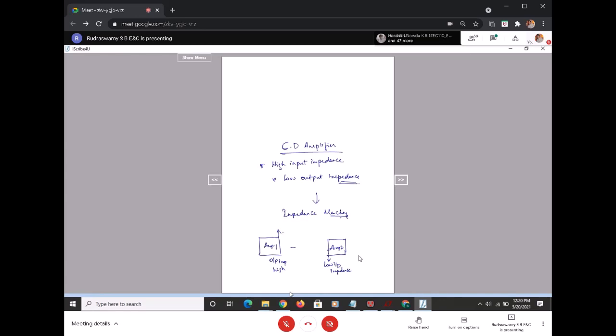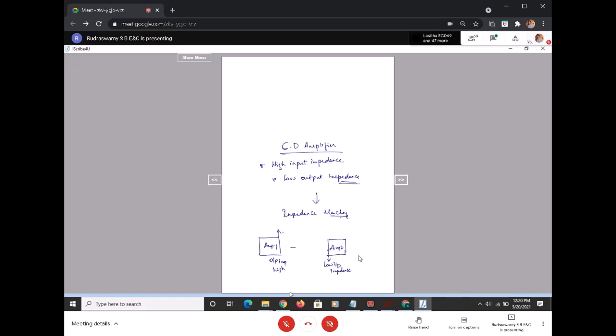Loading effect. What is the inference of that? What do you mean by loading effect? There will be a signal loss, right? If the impedance is not matching, there is a signal loss. Yes or no? Yes, sir.